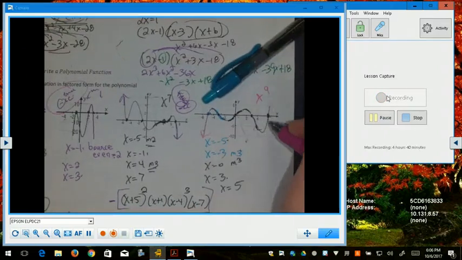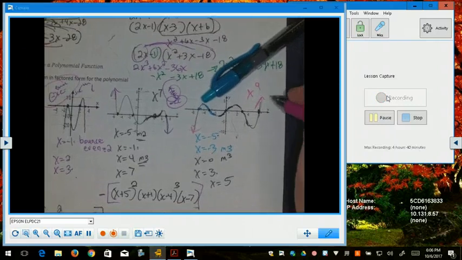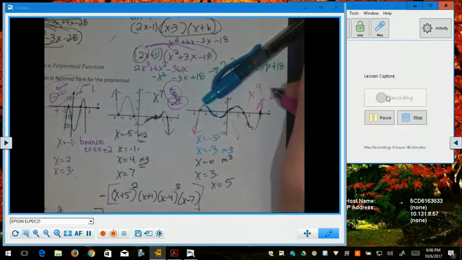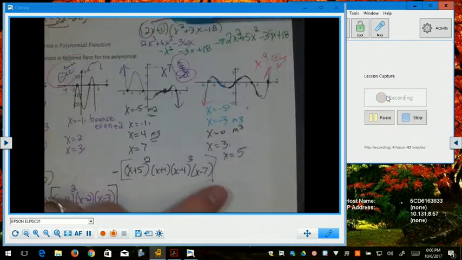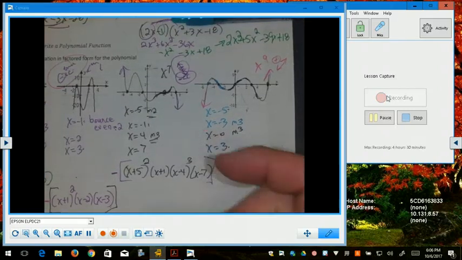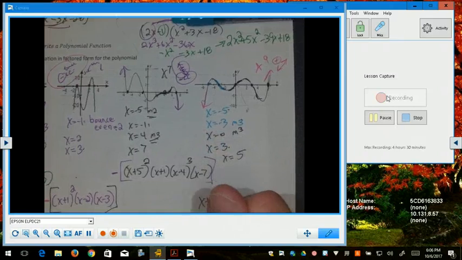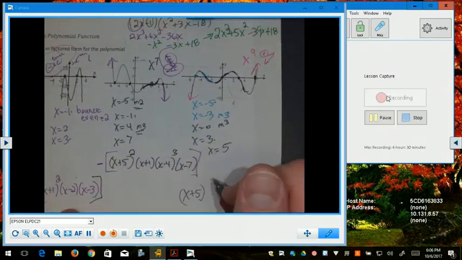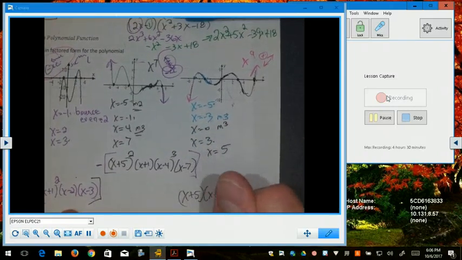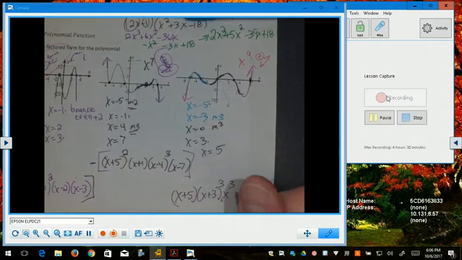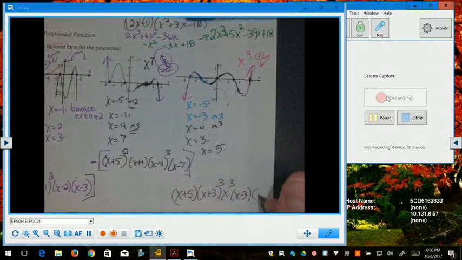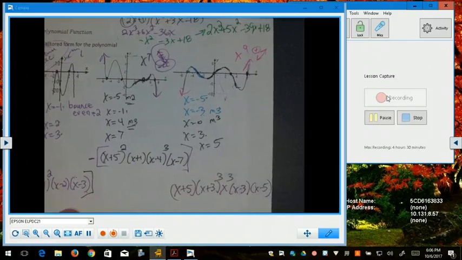And its end behavior is functioning like a slope of a positive line. So I don't have to worry about a negative symbol in front of everything. I'm going to build my factors down here. I'll do that in red. So I have x plus 5, which is a single factor. It's just an intersection point. X plus 3 cubed, x cubed, x minus 3, and x minus 5.